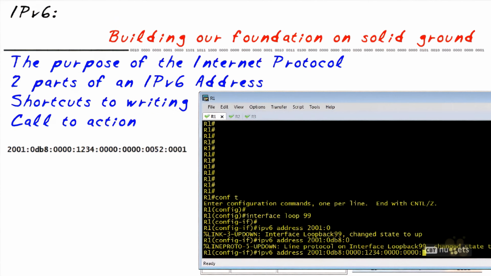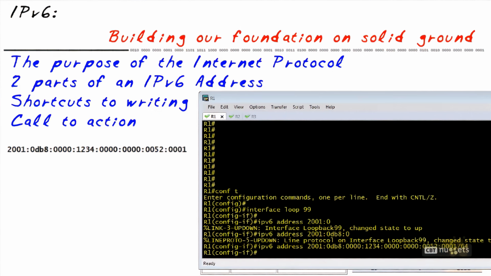So I have logging synchronous on, so it's updating my screen in the event of those console messages coming up. So here's what I've done. I'll press enter, and here's what I've done so far. I've said I want to create a brand new loopback interface, which is not going to harm anything, and I want to assign an IPv6 address to that interface.